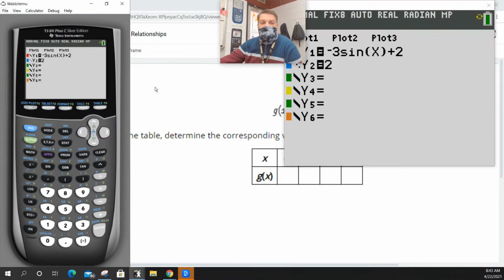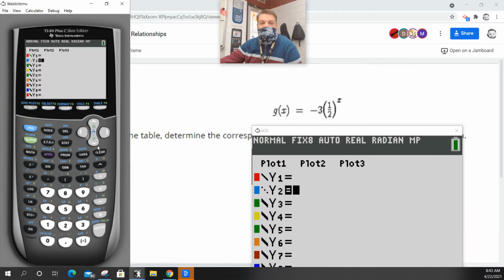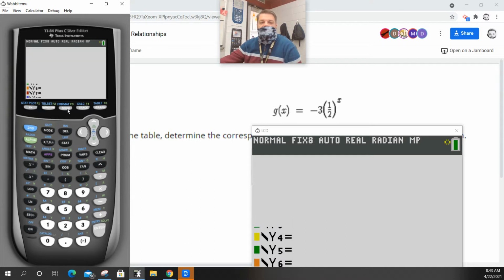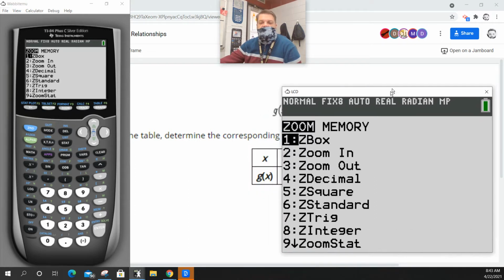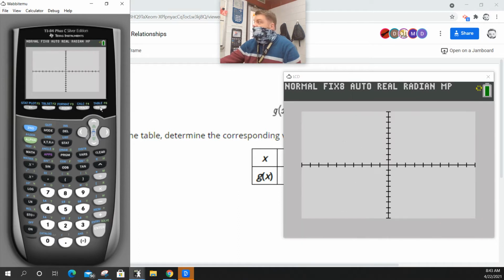So go to y equals. Mr. Adams has some stuff in there from before. I'm just going to plug it in as I see it: -3 times the quantity 1 divided by 2 in parentheses, raised to the x. Hit zoom. Let's do a standard fit, right? If you hit the zoom button, option 6 is the standard fit, and then click on your graph button.